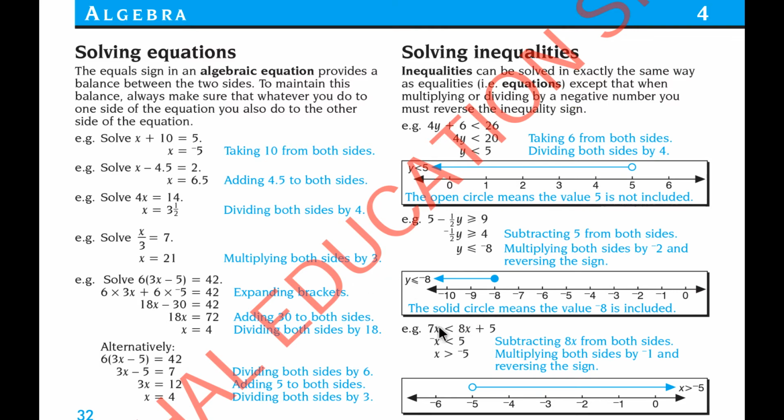Next one, 7x lower than 8x plus 5. Bring this 8x to this side: minus x lower than 5. Divide both sides by minus 1, then we need to change the sign. So x is greater than minus 5. So here comes the number line. Minus 5, it's greater now, so you need to mark on this side.